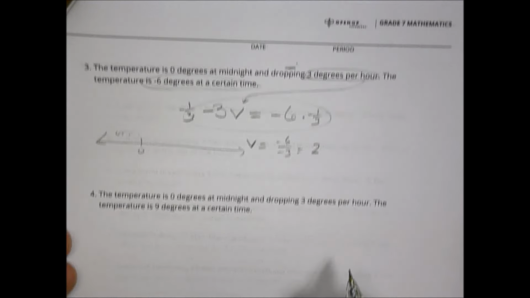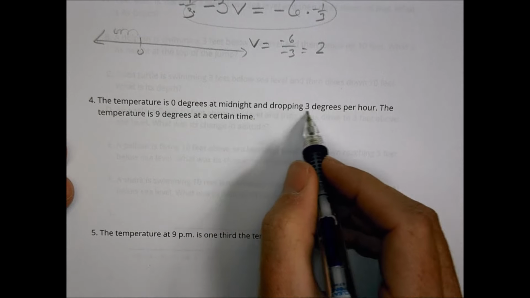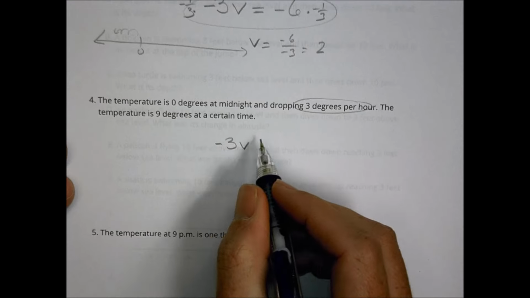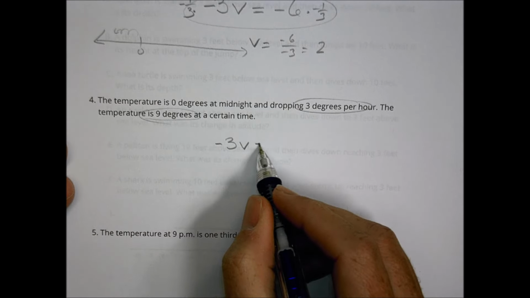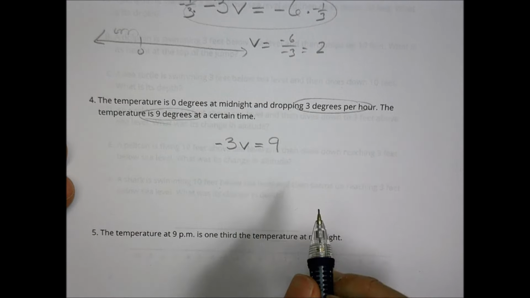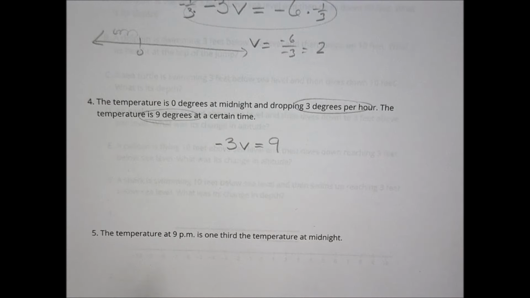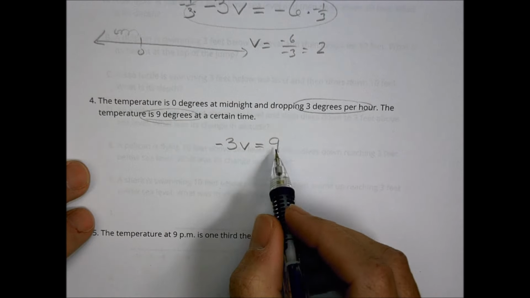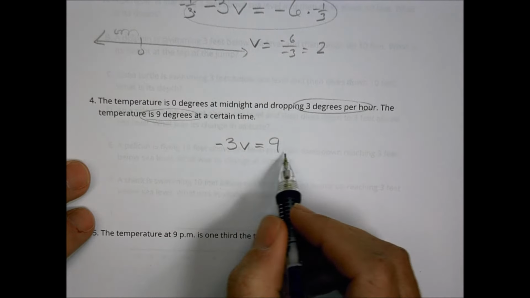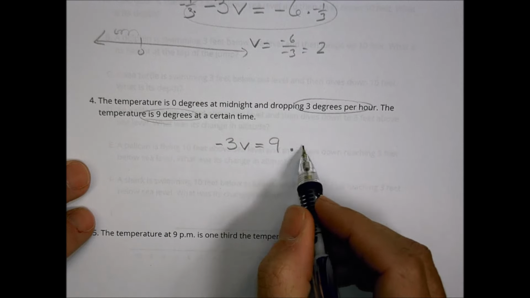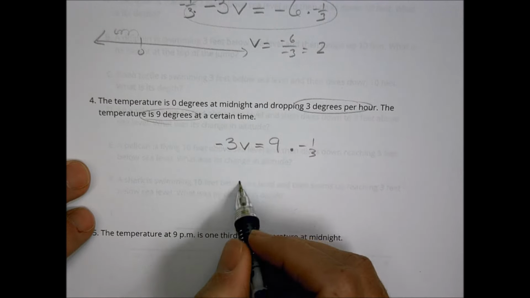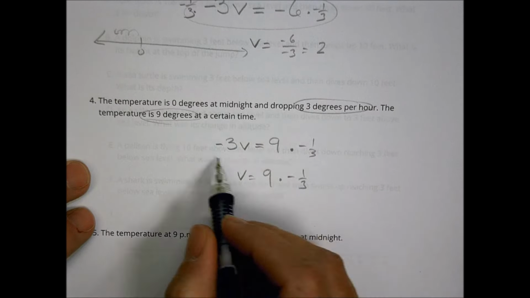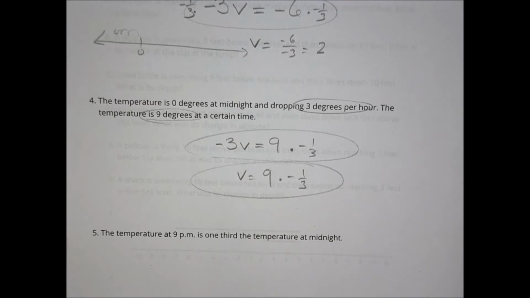All right. Down below, the temperature is 0 degrees at midnight and dropping 3 degrees per hour. So that's our rate again, dropping 3 degrees every hour. The temperature is 9 degrees at a certain time. So we have something that looks a little bit like that. Okay, and so that's what we have. For this one here, we would divide by -3 or multiply by the reciprocal. So that v would equal 9 times -1/3. So both of these are good equations that you could use.